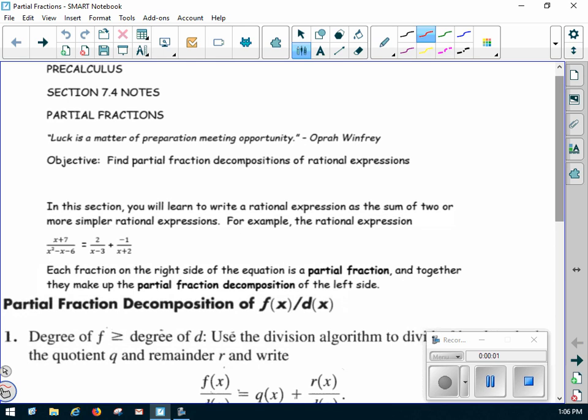When I used to teach out of a textbook and I wrote my notes, I always put a quote at the top, so that's why you see a quote from Oprah. Luck is a matter of preparation meeting opportunity. Notice what the objective is. The objective is to find partial fraction decompositions of rational expressions. You don't have a clue what that says. Okay, you can read it, but it might as well be Greek, right?